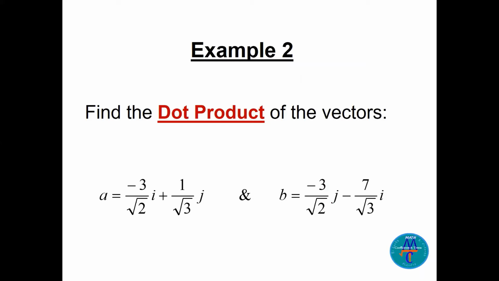Example number 2, find the dot product of these vectors, with fractions and radicals. Minus 3 over square root of 2 i plus 1 over square root of 3 j. And there is a little trick here in vector v. You see the j here as the beginning and i in the second term. So you have to rearrange it. That's a little trick here, please.